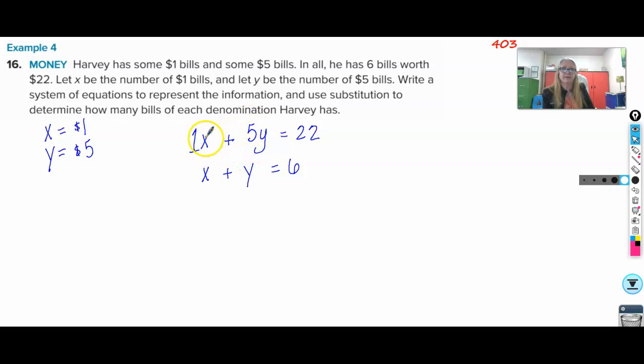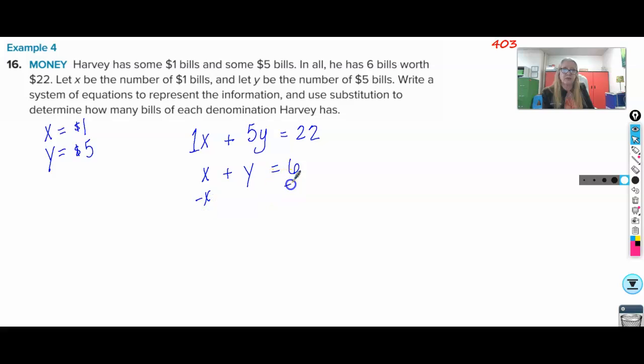We have some number of $1 bills, they're worth $1 each. Some number of $5 bills, they're worth $5 each. And when you add them all together, you get $22. And we know that he has 6 bills total, so if you add the number of $1 bills to the number of $5 bills, you get 6. All right, so this is going to be very easy to solve for one or the other.